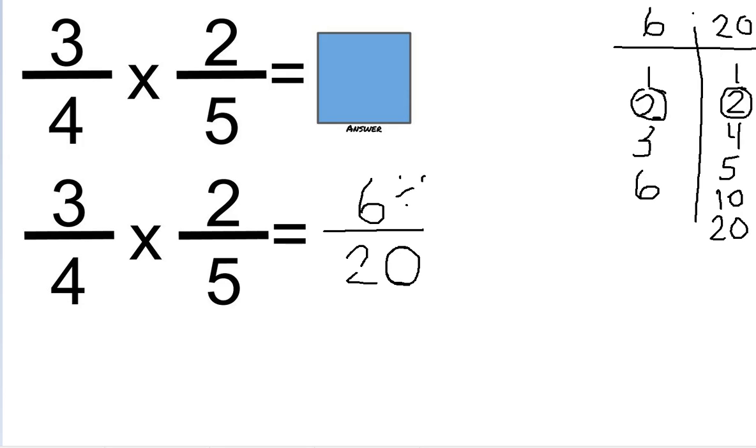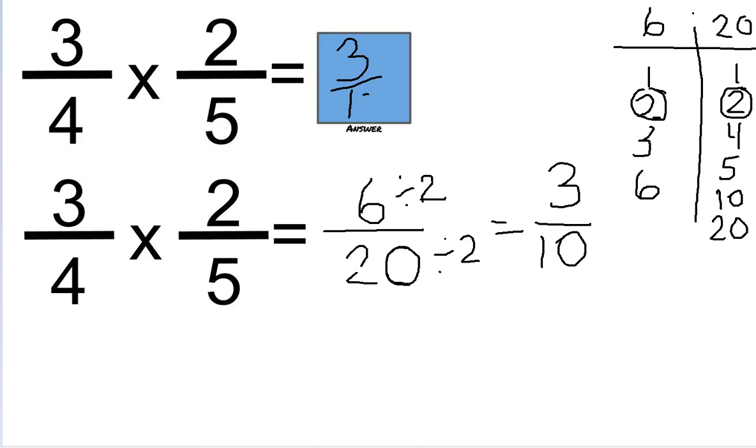So if I divide 6 by 2, my numerator, I'm also going to need to divide my denominator by 2. 6 divided by 2 is 3. 20 divided by 2 is 10. I cannot go any lower than 3/10, meaning 3/10 is my final answer.